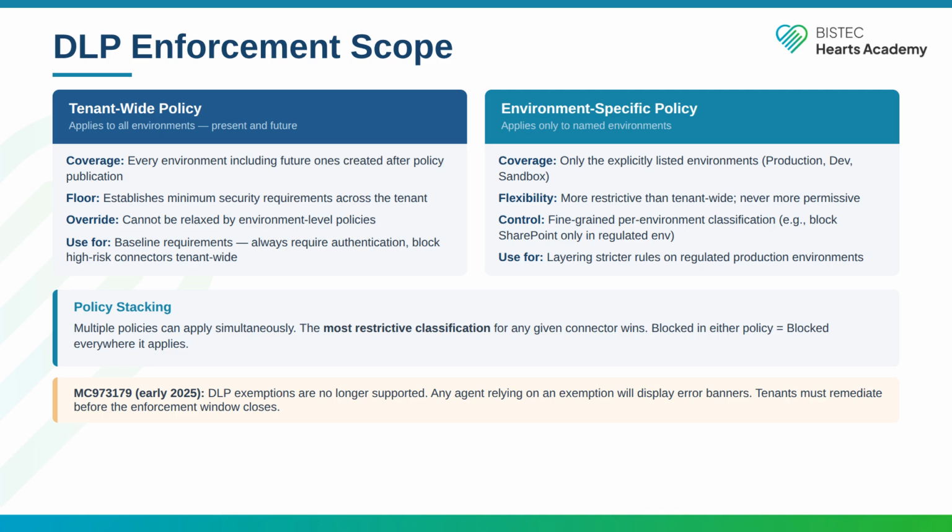The trade-off is worth naming clearly. Tenant-wide policies are operationally simpler, one policy to maintain, universal coverage. Environment-specific policies provide flexibility for regulated workloads, but create maintenance overhead as your environment estate grows. A mature governance model uses both: a lean tenant-wide baseline plus environment-specific additive policies for workloads that require stricter controls.